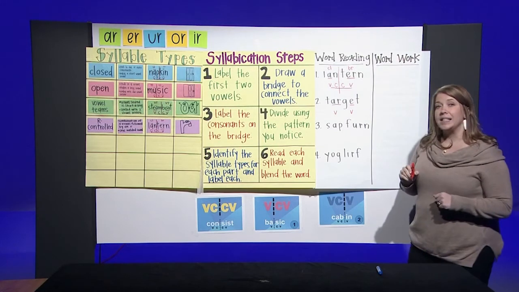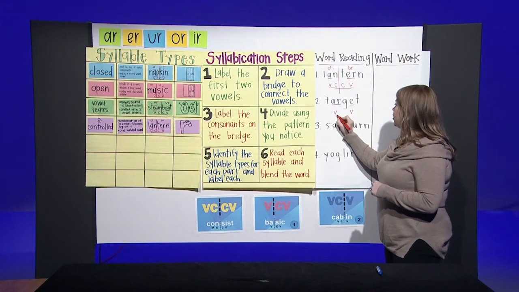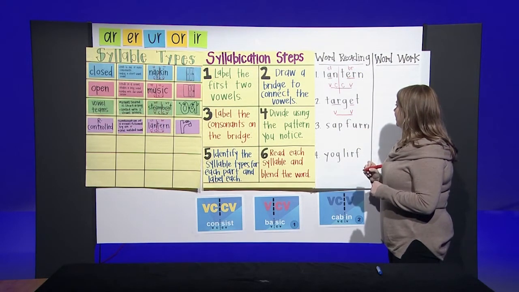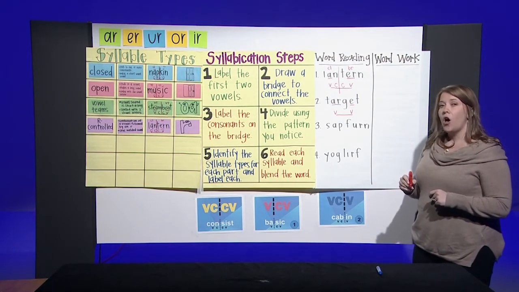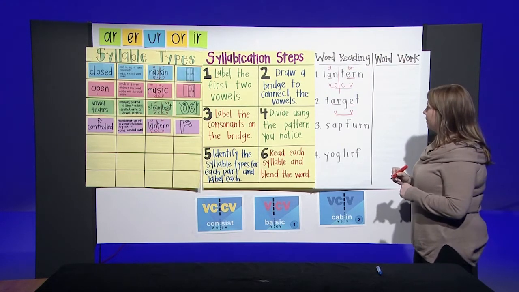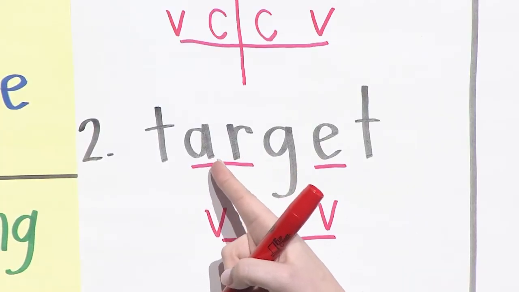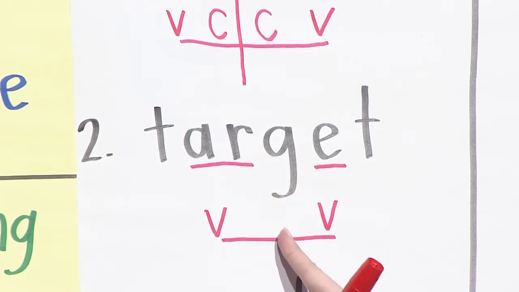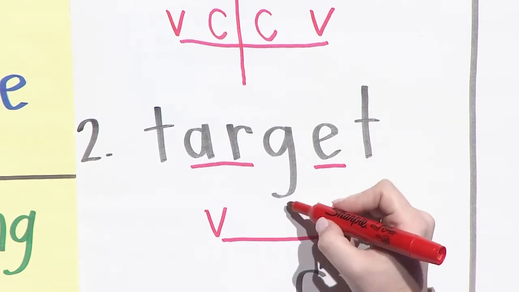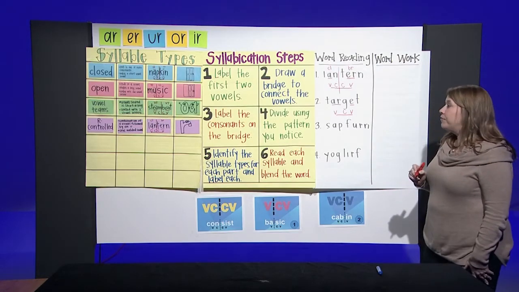So let's label those with V's to remind us they're vowels. What does step 2 ask us to do? Draw a bridge connecting the vowels. Step 3 asks us to label the consonants on the bridge. We're focusing our attention here. And remember, we're using AR as one vowel. We've labeled that with V. So the only consonant I see is G. So I'm going to write 1C for my consonant G. Good job.